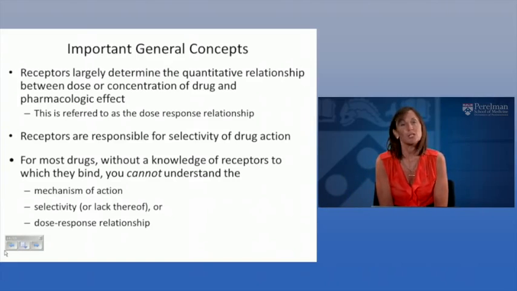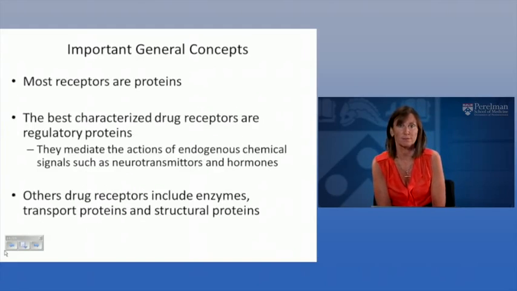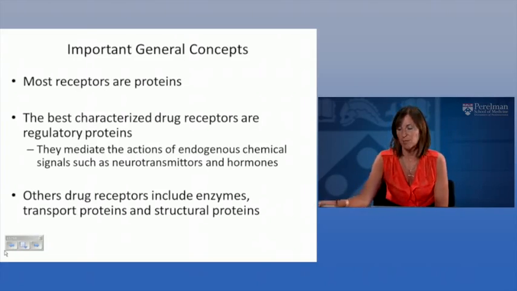Most receptors are proteins, and thus they abide by all of the properties that are detailed for proteins in terms of synthesis, biotransformation, metabolism, etc. The best characterized drug receptors are regulatory proteins. They mediate the actions of endogenous chemical signals, such as neurotransmitters and hormones, as I've described previously. Other drug receptors include enzymes, transport proteins, and structural proteins. So the concept of receptor biology is diverse.